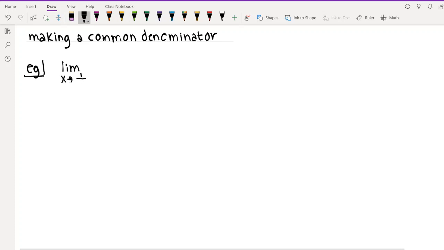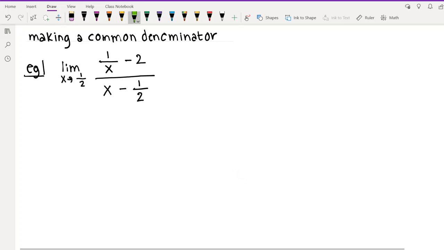So the limit as x approaches 1/2 of 1 over x minus 2, all divided by x minus 1/2. So basically we're going to, in the numerator and in the denominator, make a common denominator among what's there. So what would be the common denominator in the numerator? Well, the only real option is x, right? We have already 1 over x, and then we just have 2.